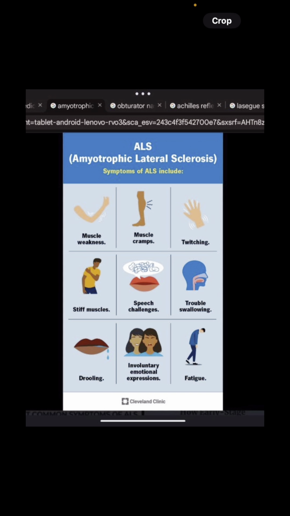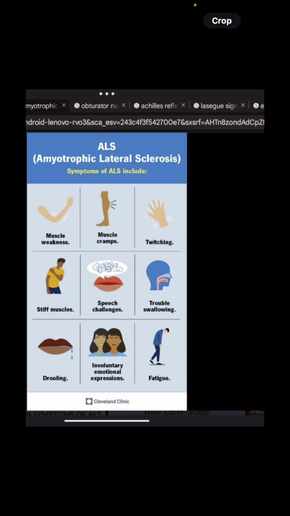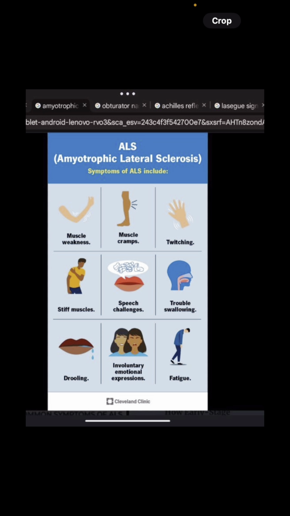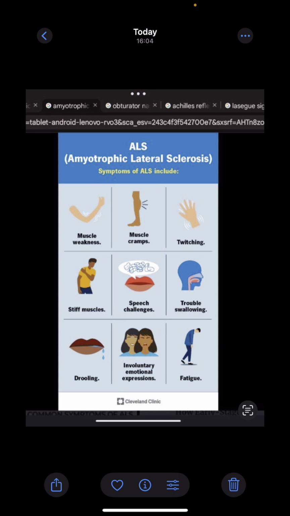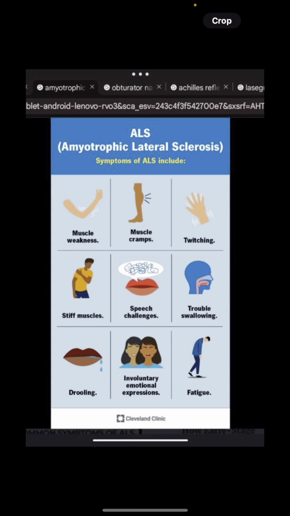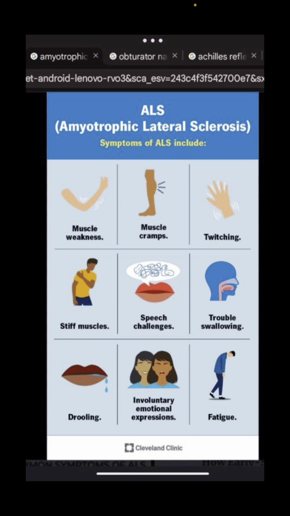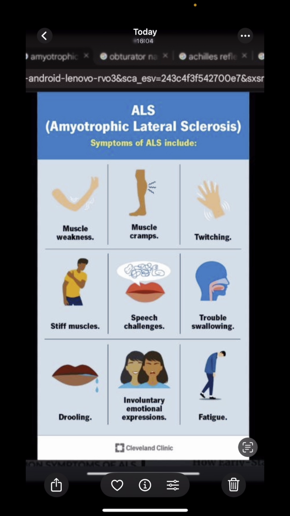So amyotrophic lateral sclerosis is a progressive neurodegenerative disease which will affect the motor neurons, only the motor neurons, like the upper motor neurons and the lower motor neurons. So the KROK question will say that there is no sensory or coordination problem, because it's a motor problem, so there will be no sensory disorder. The symptoms we will see: muscle weakness, muscle cramps, twitching, stiff muscles, speech challenges, trouble swallowing, drooling, fatigue, involuntary emotional expressions, and the Babinski sign will be positive in amyotrophic lateral sclerosis.